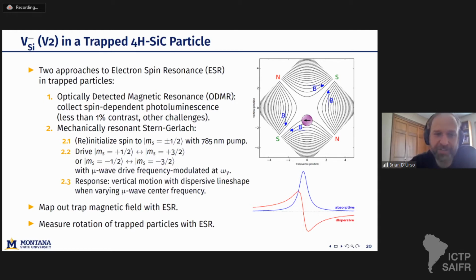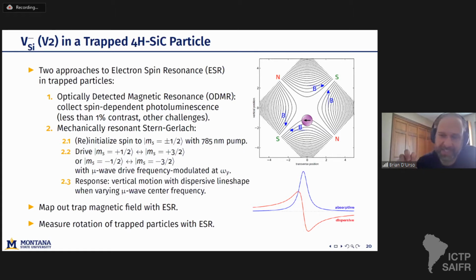What we really want to do is something that I'm calling mechanically resonant Stern-Gerlach. It's basically a Stern-Gerlach effect. You flip the spin and look for a change in position of the particle in the trap, except that in our trap, it's quite plausible to flip the spin back and forth effectively at the vertical oscillation frequency of the particle. And because gravity biases the particle down in the trap into a magnetic field gradient, there's already a built-in magnetic field gradient in the trap to use for this Stern-Gerlach effect.